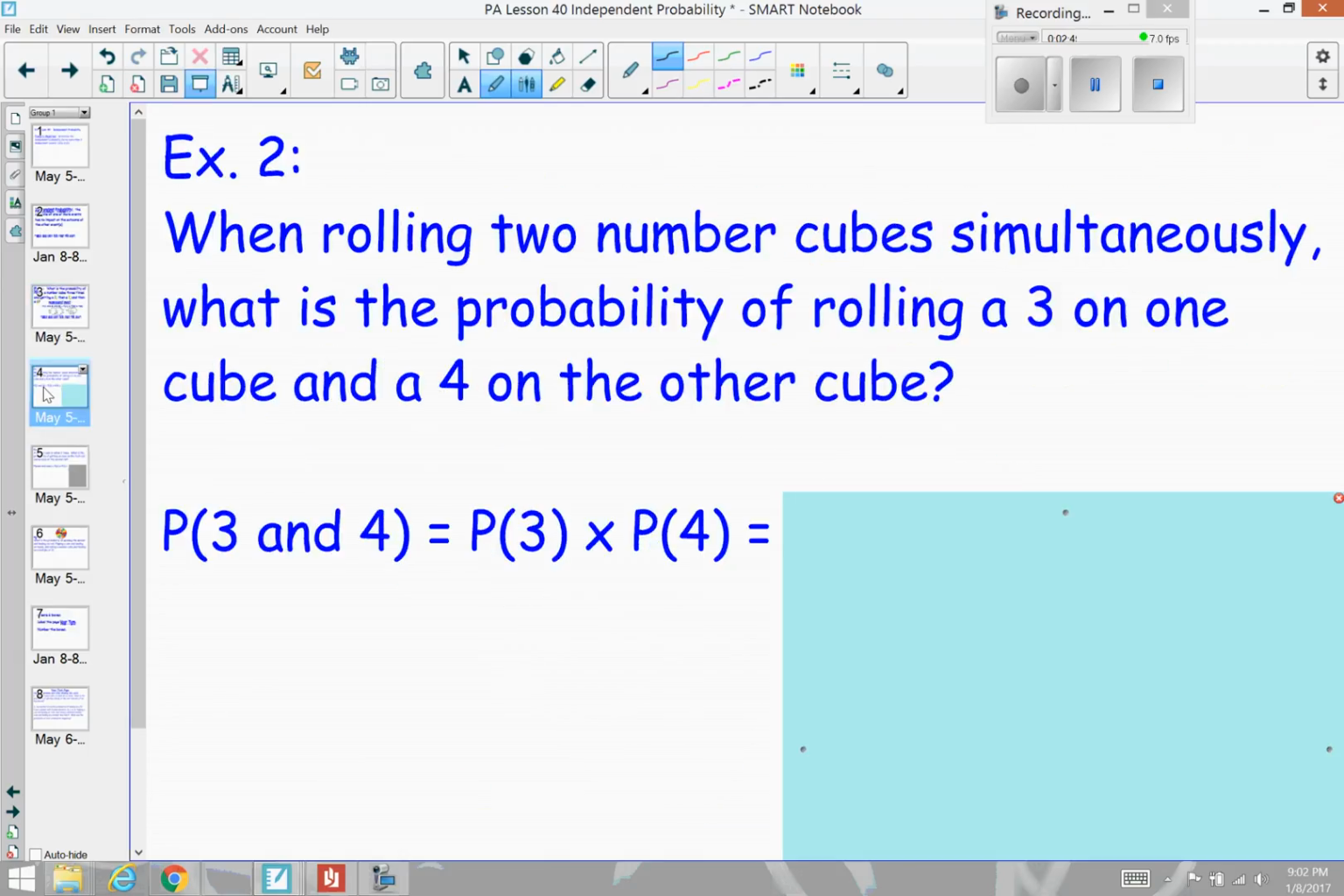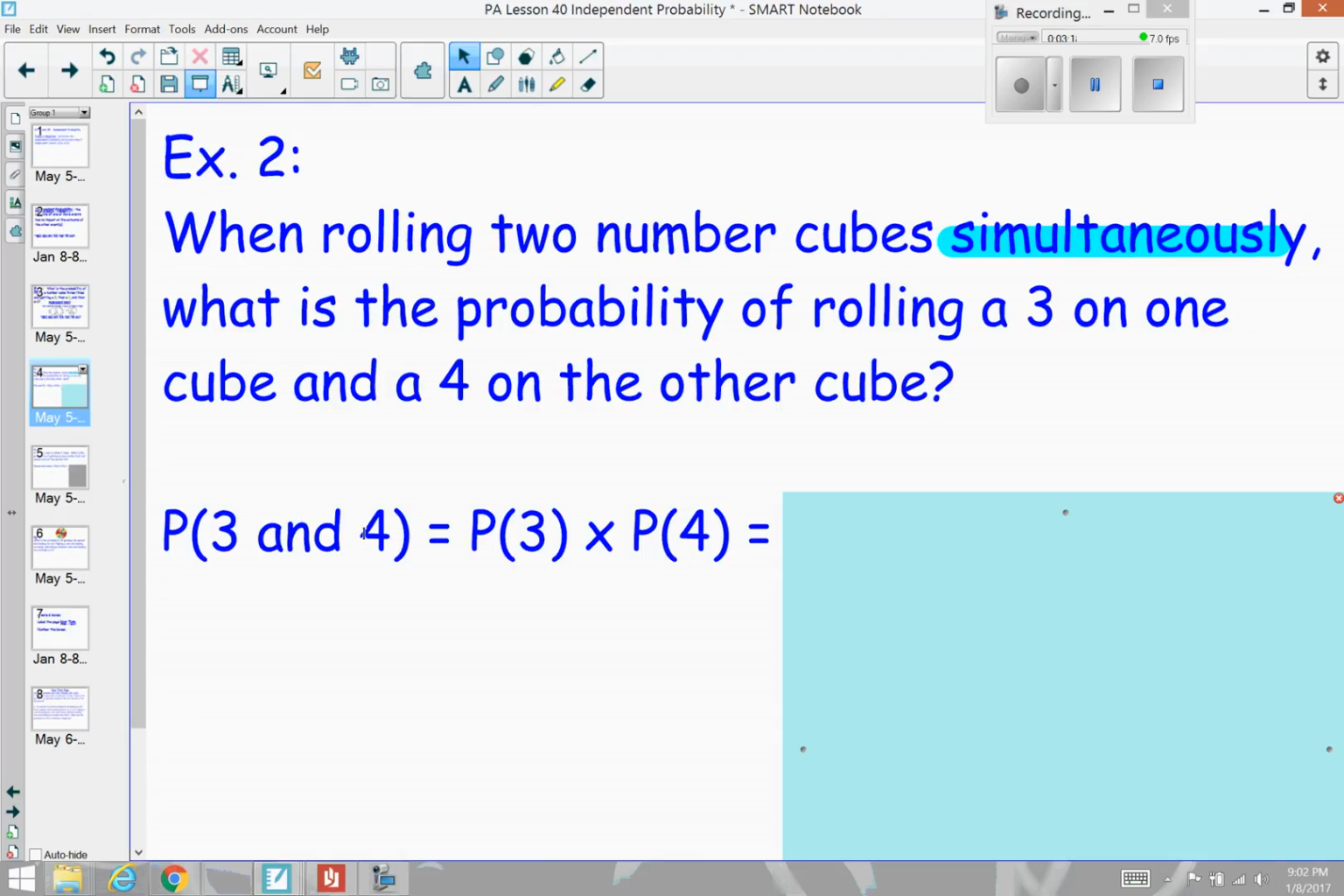Okay, let's look at example number 2. When rolling 2 number cubes simultaneously, that word simply means that we're doing them at the same time. We're rolling those number cubes simultaneously at the same time. What is the probability of rolling a 3 on one cube and a 4 on the other cube? So we're looking for the probability of getting a 3 first and then a 4 on the other cube.